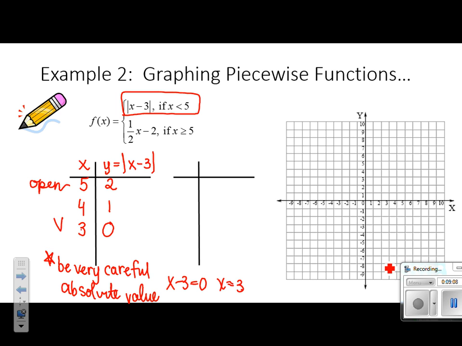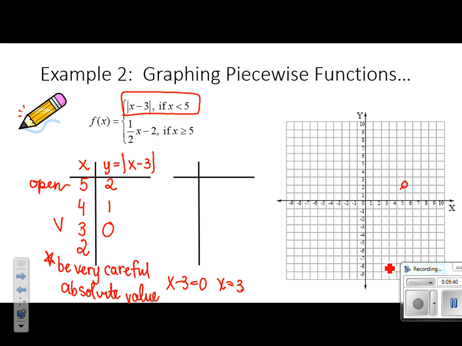Now, if we were to graph this 5, 2, 4, 1, and 3, 0, and we just graphed it like that and just said, oh, it's going to continue down, we would be in trouble because we wouldn't have graphed our V shape. So what you want to do is you want to make sure that you find your vertex and make sure that we go one more point so that we can see both sides of the vertex.